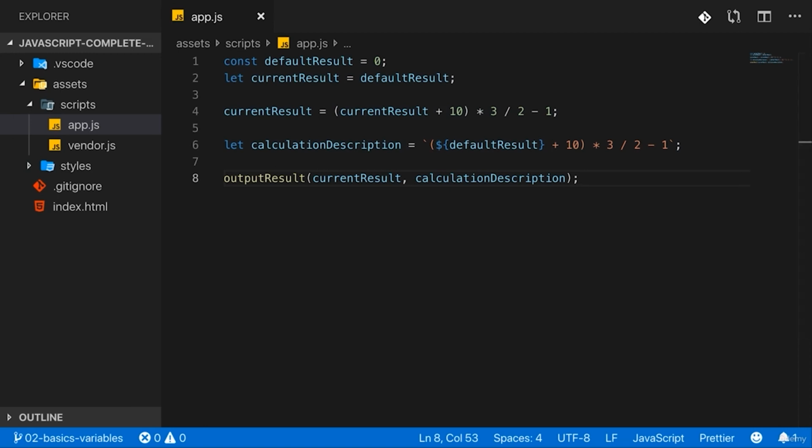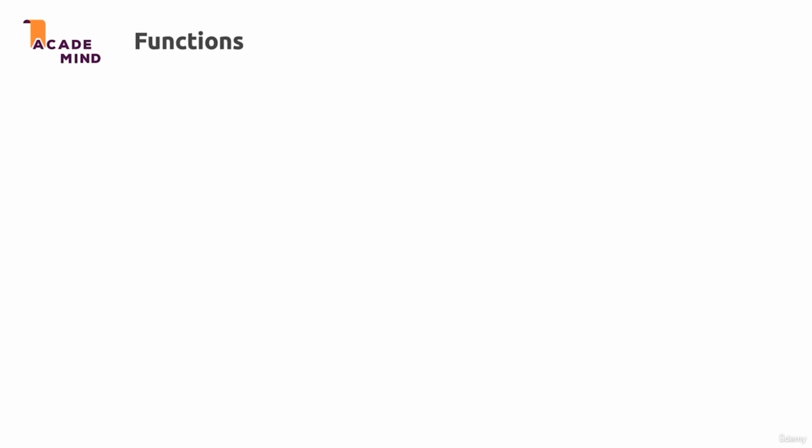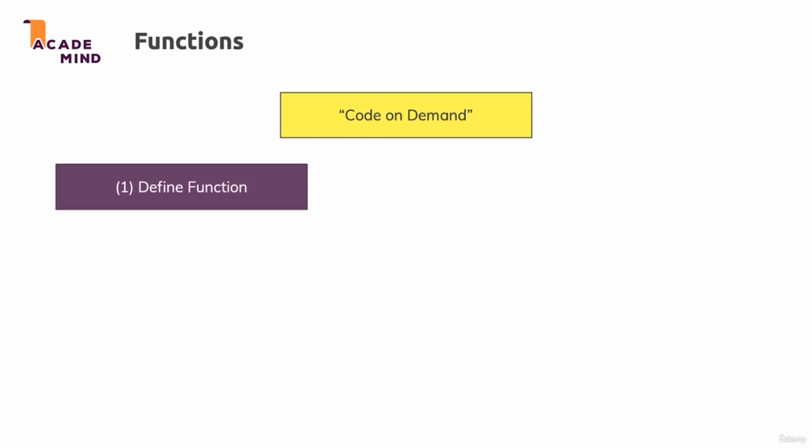And for that, we need a brand new language feature, which I haven't talked about before. And that would be functions. I like to refer to functions as code on demand. Now, what do I mean with that? A function is a language construct, which you don't just have in JavaScript, but also in other programming languages, which basically allows you to define some code, which you then execute at a later point of time.